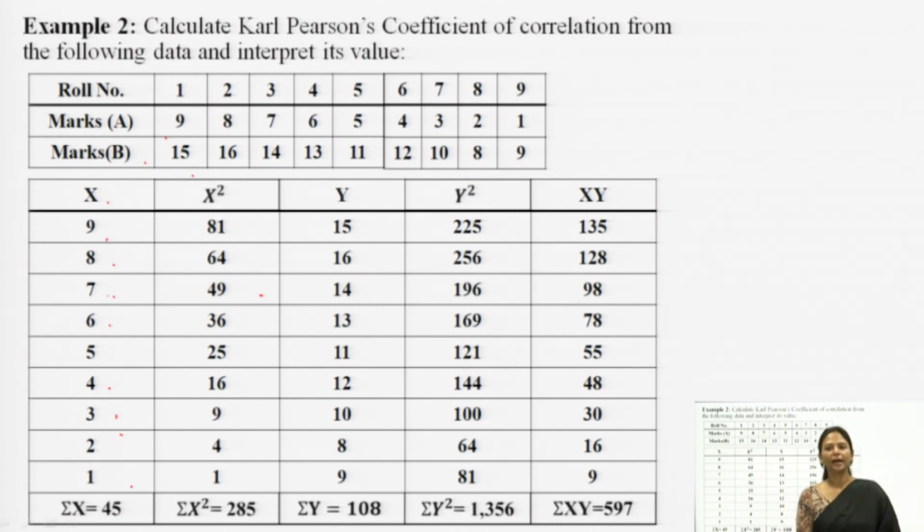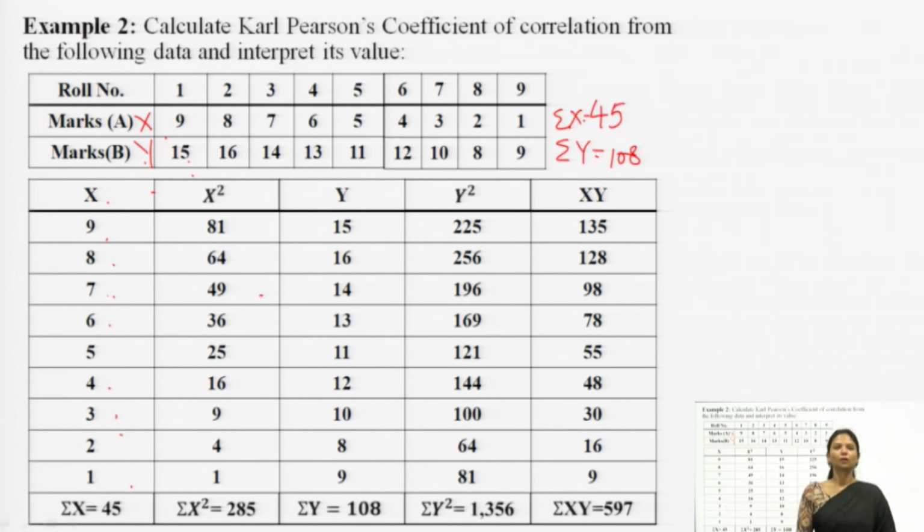Now, the y values were already given to me here, this is x and this is y. The y values were already given to me: 15, 16, 14. If I add all these values, this will give me summation of y, which is 108, and if I add all these x values, they will give me 45.